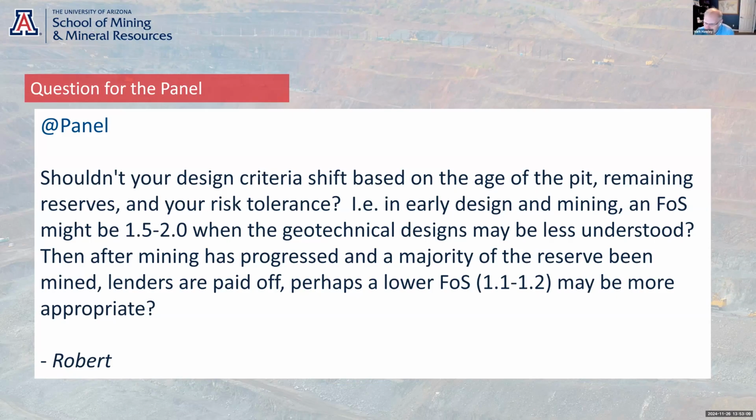What does a factor of safety of 2 or greater actually mean? It means probably that the mechanism is not credible. You're so far away from limiting equilibrium that what does it really mean?